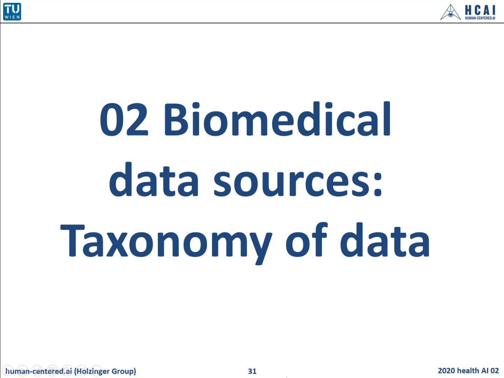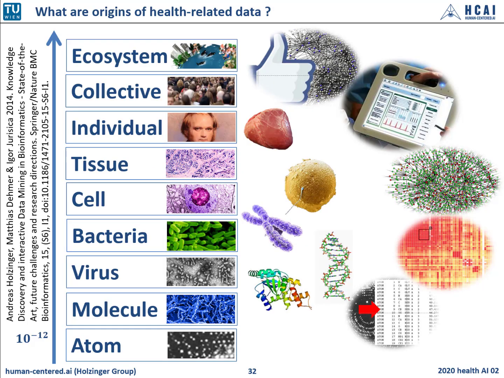Okay, so we can summarize what we have learned so far about data. Remember, we have different data, from structured, categorical data, semi-structured, and so on, to totally unstructured. We can have narrative, free text, and so on. And now let's go into more medical terms. In medical informatics, we have the permanent interaction between different data, and what are the origins of health-related data.